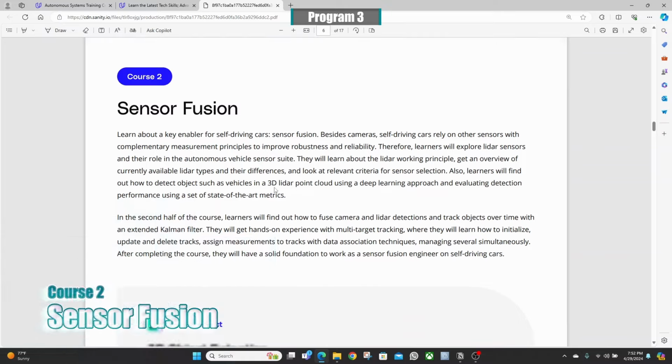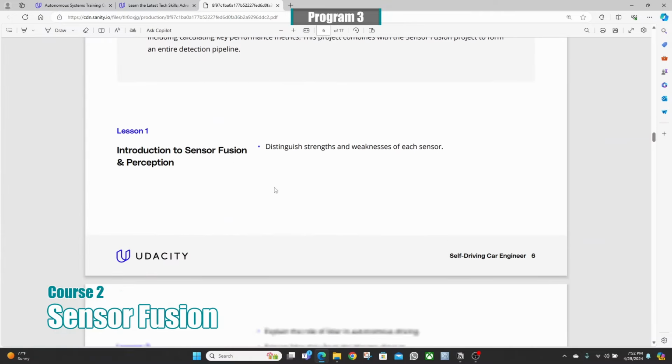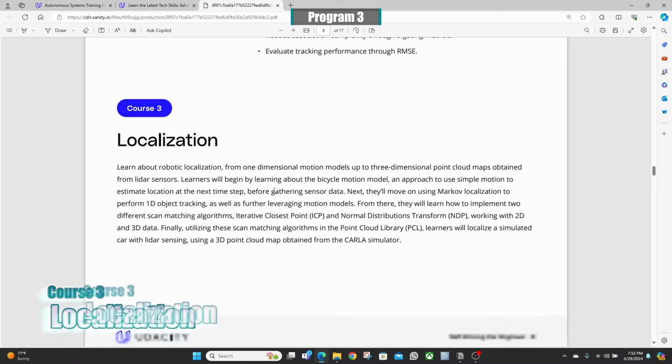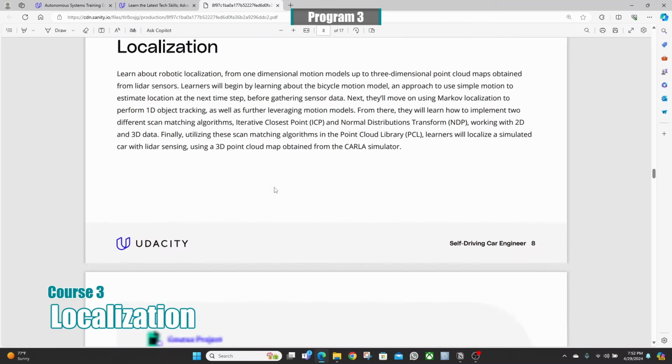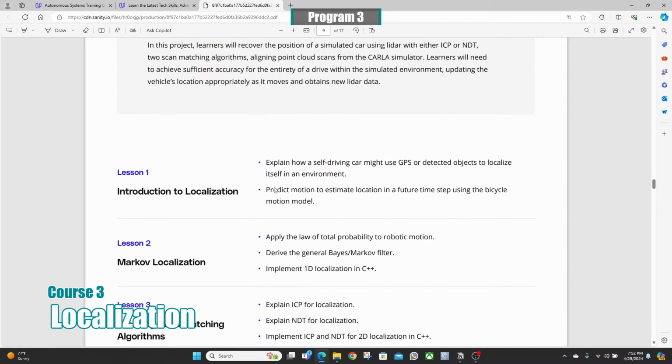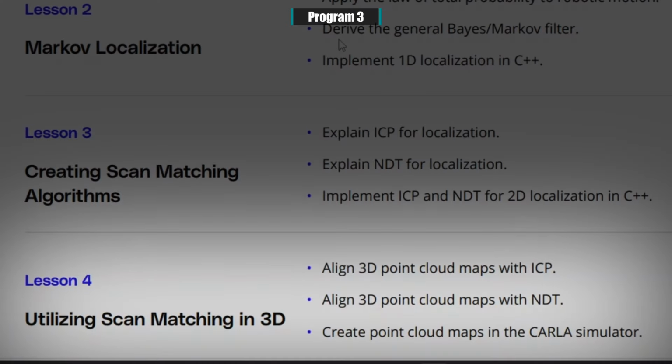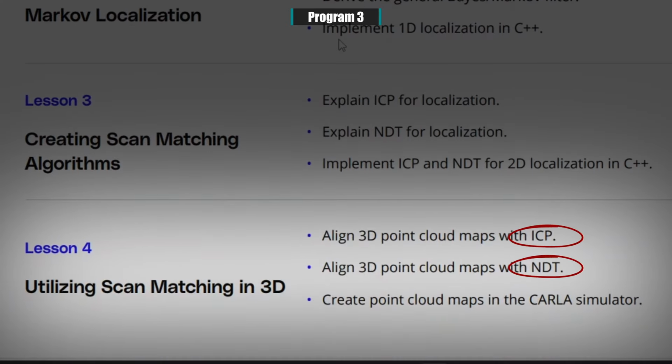And the second course is called sensor fusion. They talk about Kalman filter, extended Kalman filter, and stuff like that. In the third course, they talk about localization. And in this course, they also talk about 2 common algorithms that are used for alignment, like 3D alignment and matching, namely ICP and NDT.